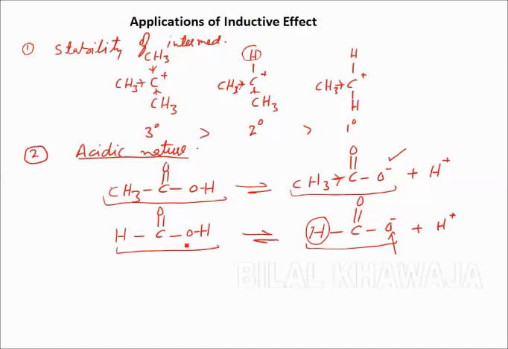While the formic acid is a stronger acid because it has a hydrogen rather than methyl. So methyl has more electron donation effect than hydrogen. That's why formic acid is a stronger acid than acetic acid, because the conjugate base of formic acid is more stable. And this we can explain with the help of the inductive effect, right?